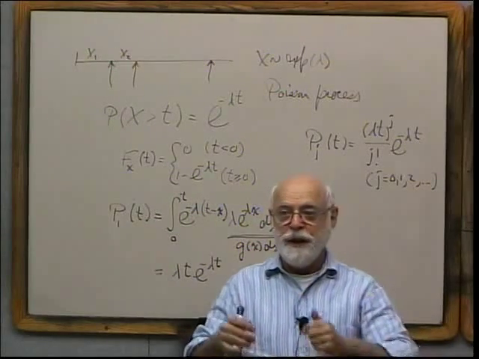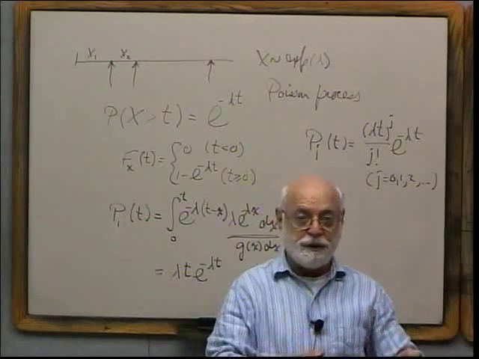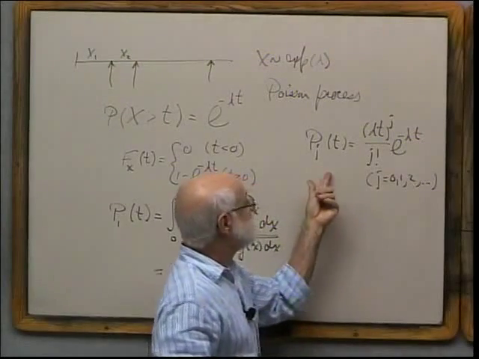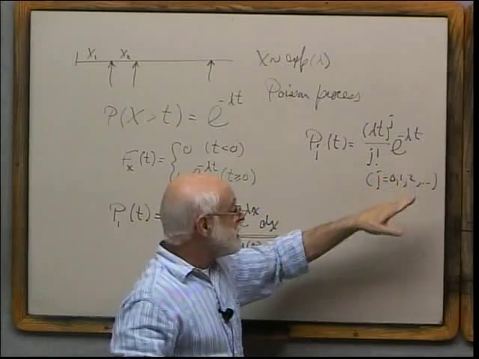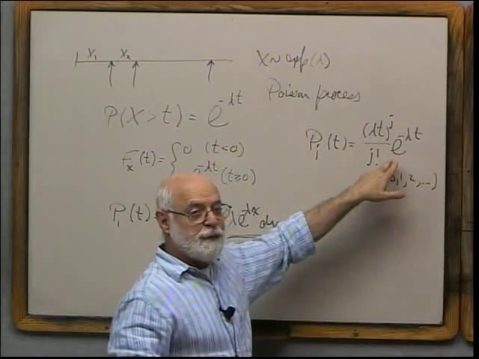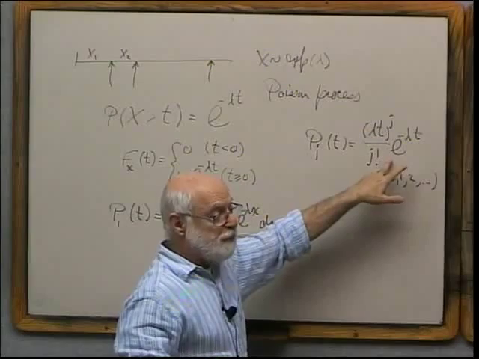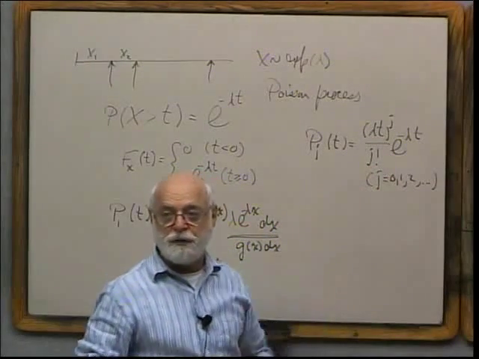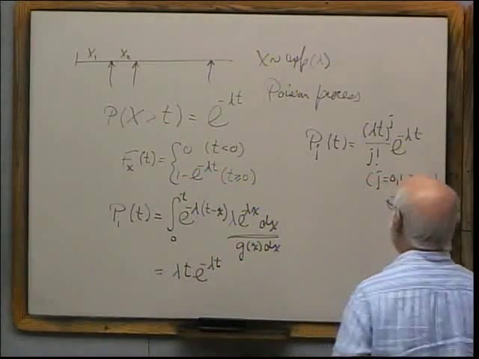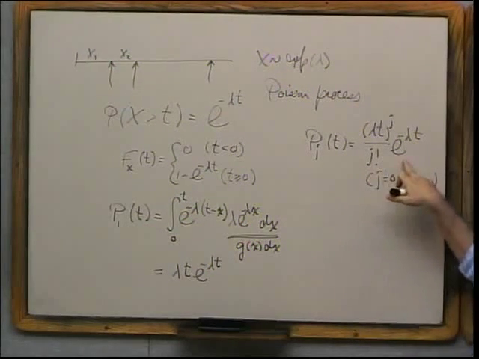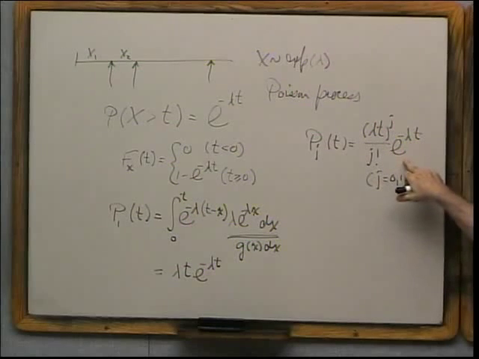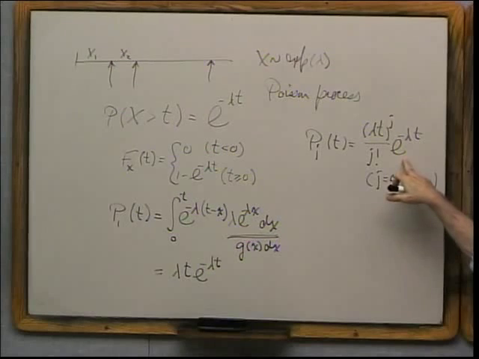So if we have exponential interarrival times, then we have a Poisson distribution for the number of arrivals in a fixed time. Conversely, if this describes the number of arrivals in a fixed time, then the times between the arrivals must be exponentially distributed. That's easy to see because all I have to do is set j to 0. And when I set j to 0, this part becomes 1, and that gives me e to the minus lambda t, which, as we said at the beginning, is the same thing as 1 minus the distribution function of the times between arrivals.